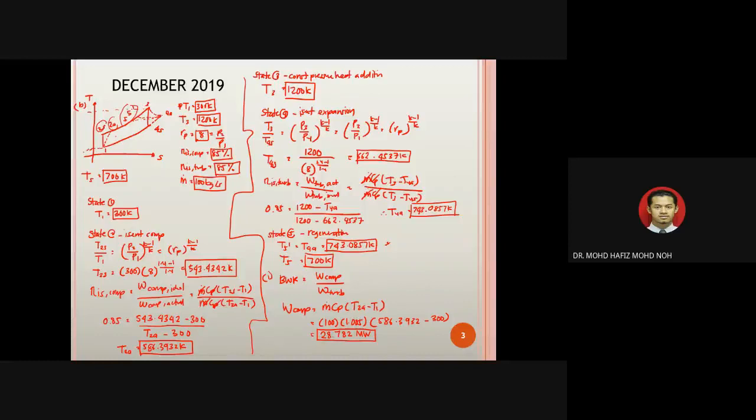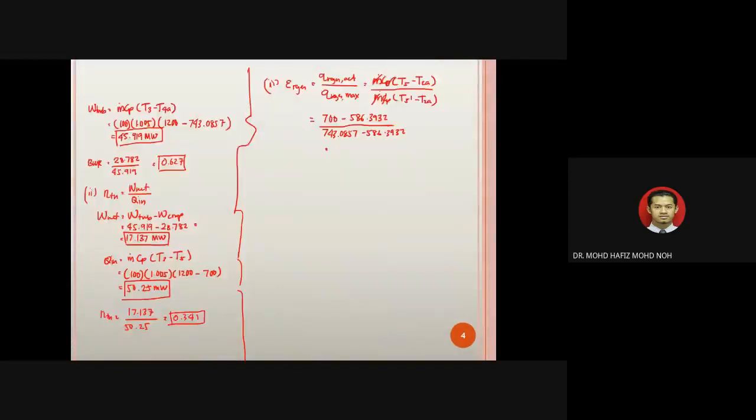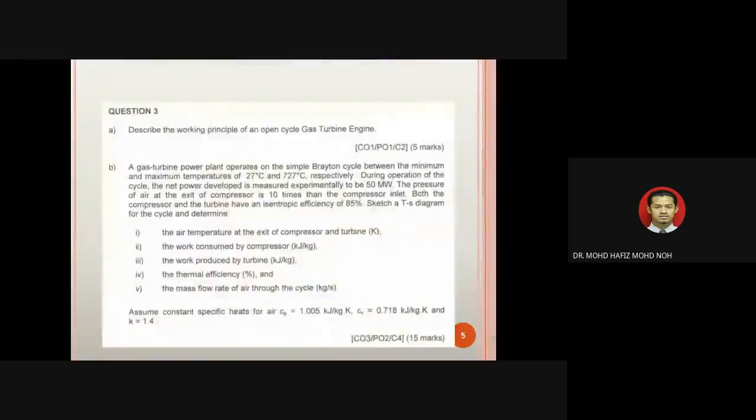Students normally make mistakes in terms of this one. They don't know which temperature the 700 Kelvin refers to, so there will be another problem. But in this case, I actually said that the 700 is going to be your T5, and T1. So from that ratio, you can find the value of effectiveness. If everything is okay, then we proceed to another question.